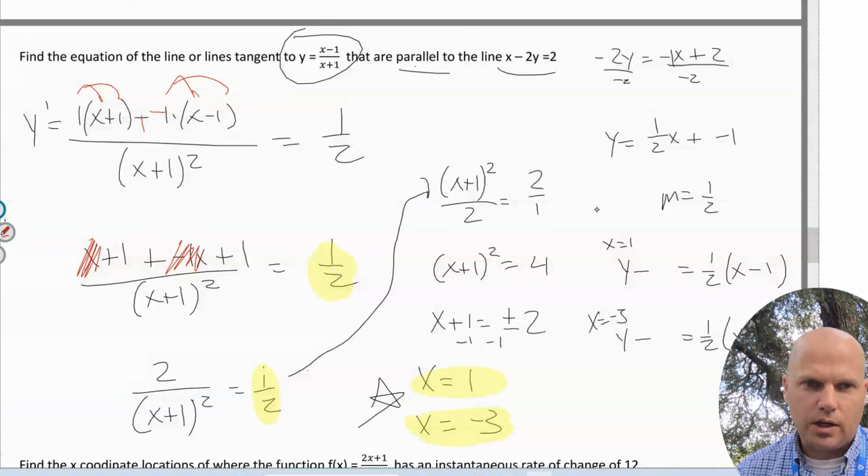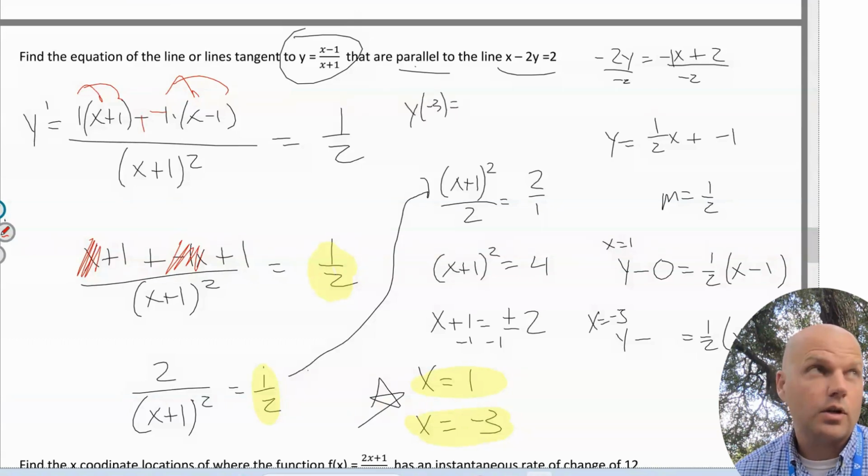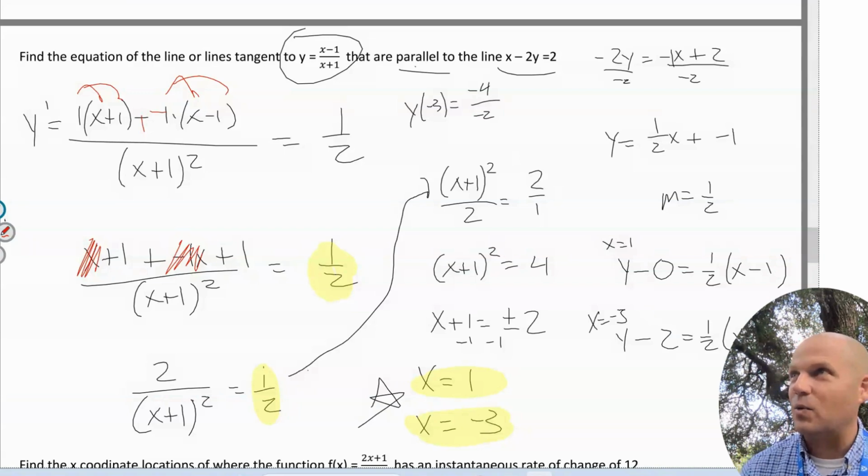So let's plug in 1, and I get 0. Let's plug in negative 3. I get negative 4 over negative 2. So I'm just going to do this work up here. Negative 3 minus 1 is negative 4. Negative 3 plus 1 is negative 2. So I get 2. And let's see the work. It's calculus.